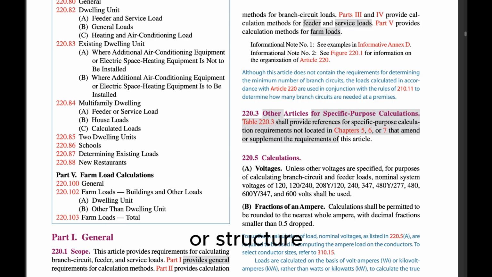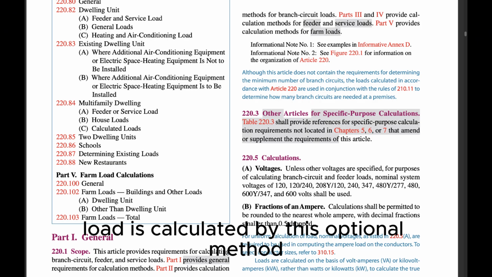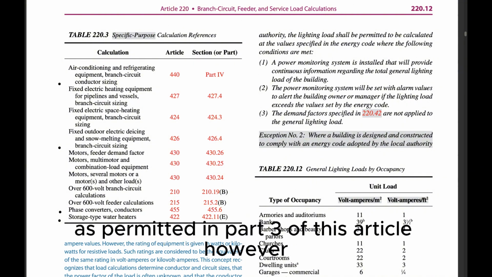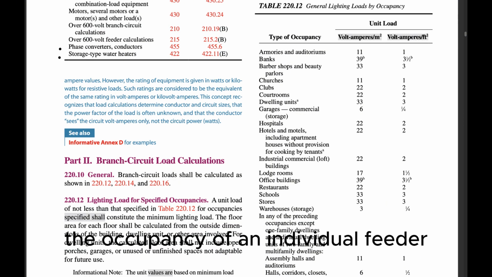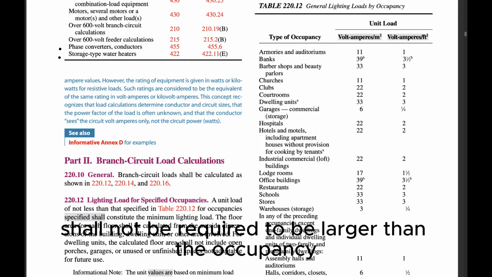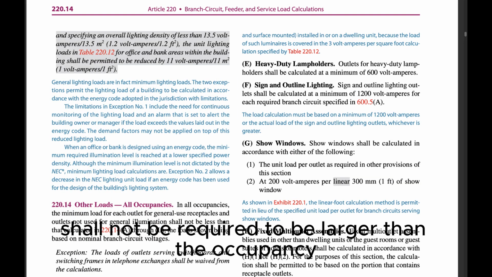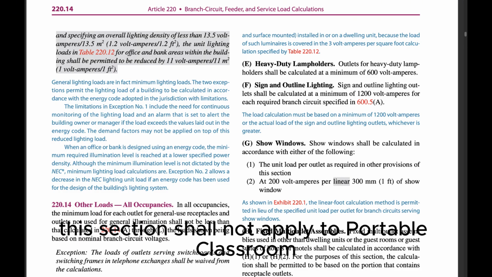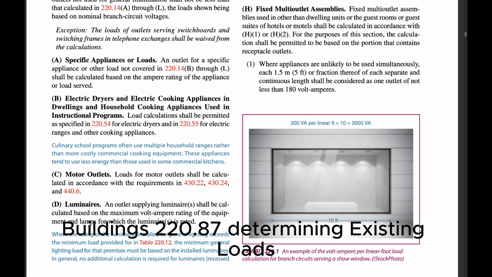Where the building or structure load is calculated by this optional method, feeders within the building or structure shall have ampacity as permitted in Part 3 of this article. However, the ampacity of an individual feeder shall not be required to be larger than the ampacity for the entire building. This section shall not apply to portable classroom buildings.